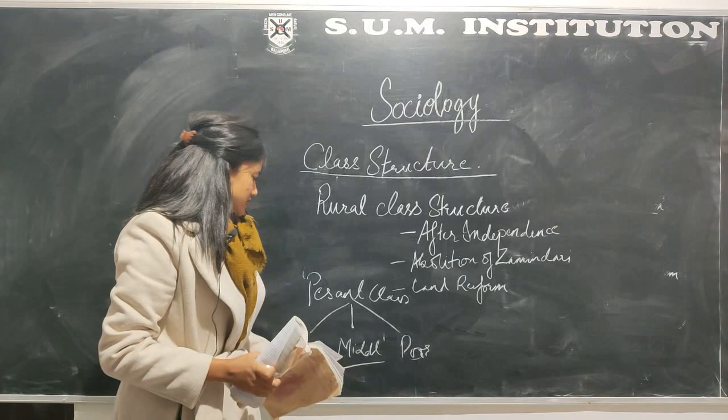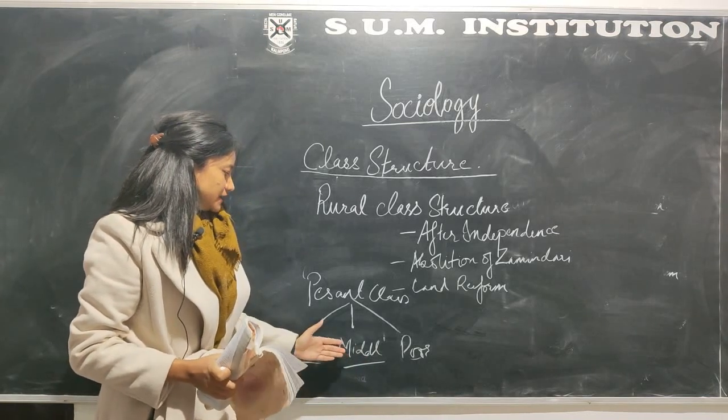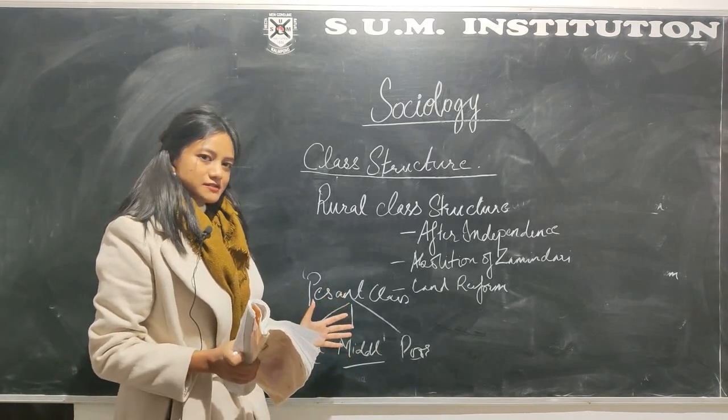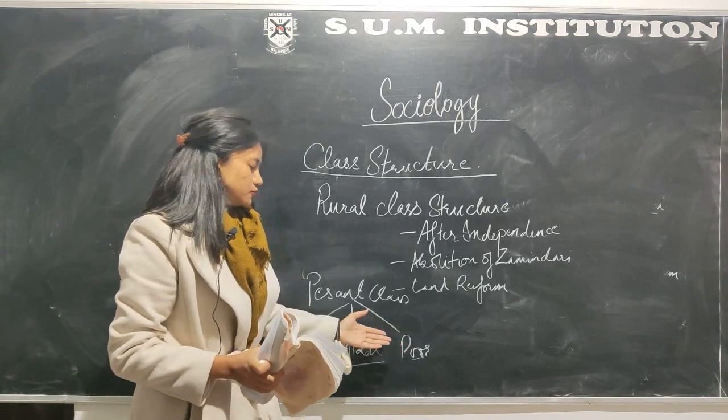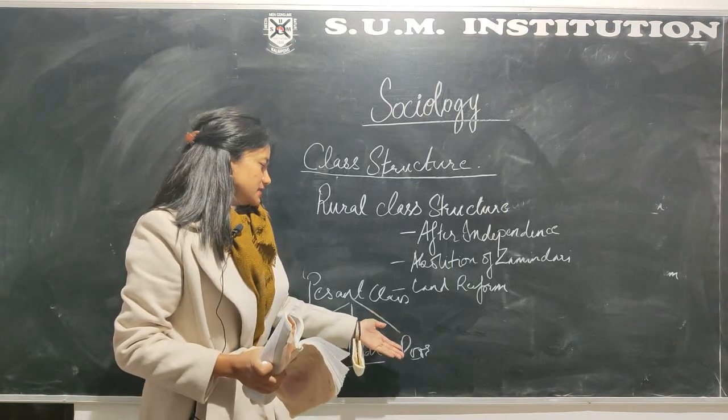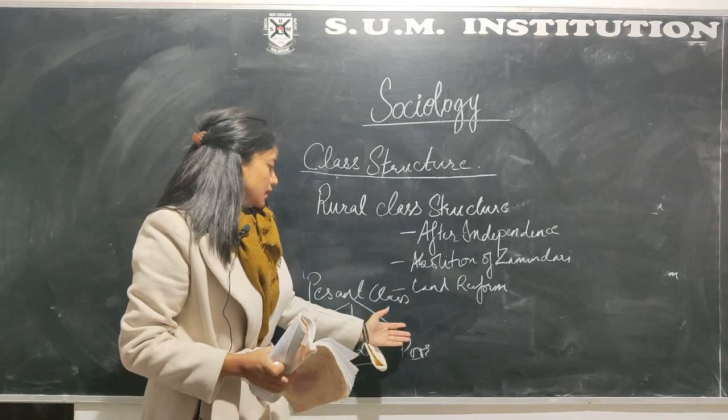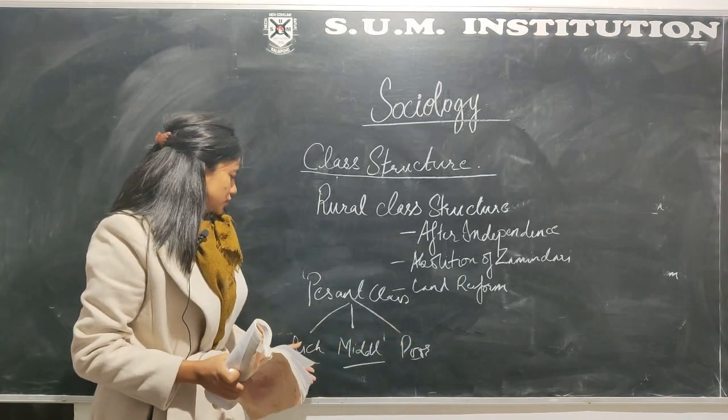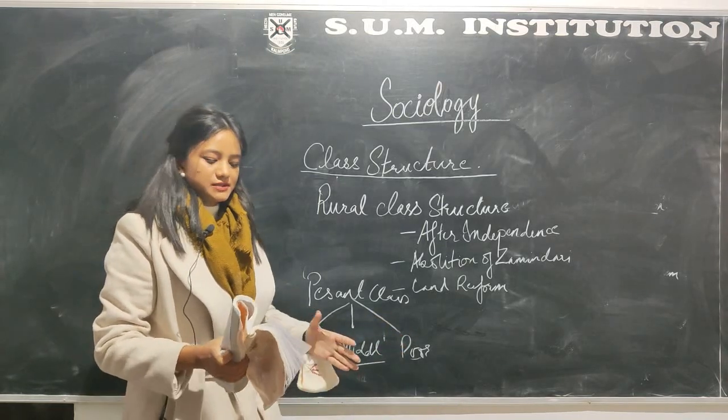The rich peasants had large holdings. The middle peasants had a considerably small amount of land, but they were self-sufficient. And the poor peasants were also known as agricultural laborers. They didn't have much land holdings. They were poor, and they usually worked with the rich and the middle peasants.